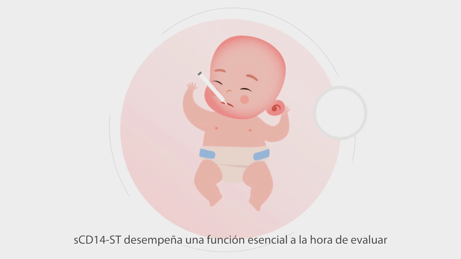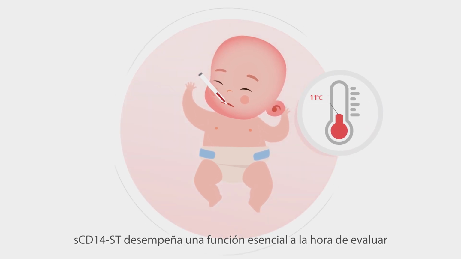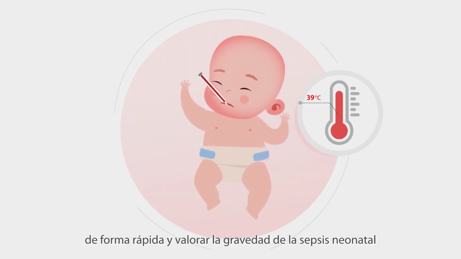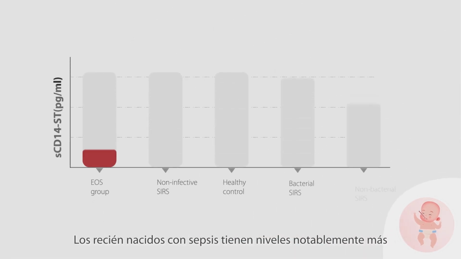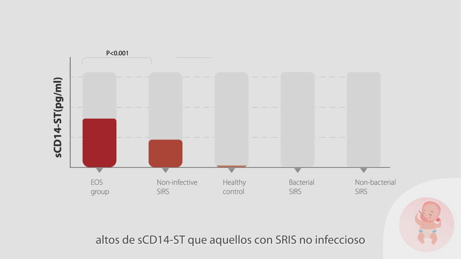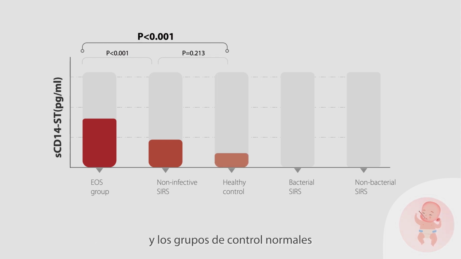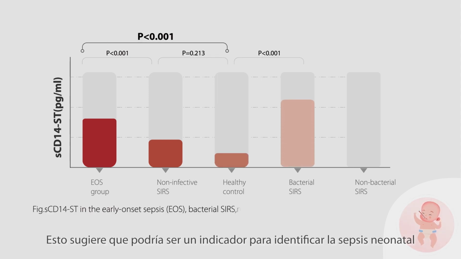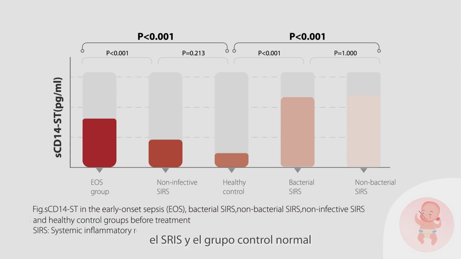sCD14ST plays an important role in the rapid assessment and evaluation of severity of neonatal sepsis. Neonates with sepsis have significantly higher sCD14ST levels than those with non-infective SIRS and normal control groups. This suggests that it could be an indicator for identifying neonatal sepsis, SIRS, and the normal control group.